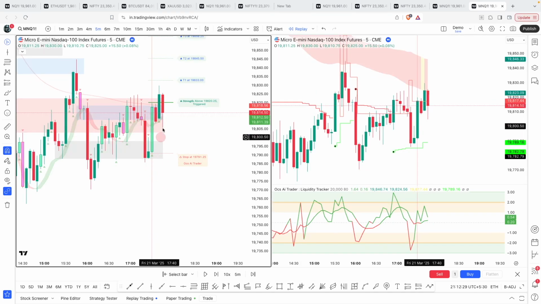Okay, so let's analyze one more signal, which is this signal. This is a long signal on the OCS AI trend. Now, what does the liquidity say? Liquidity lines are negative, right? This is the red liquidity line, and this is the red liquidity band over here at the signal point, and this one is buying liquidity below the signal.